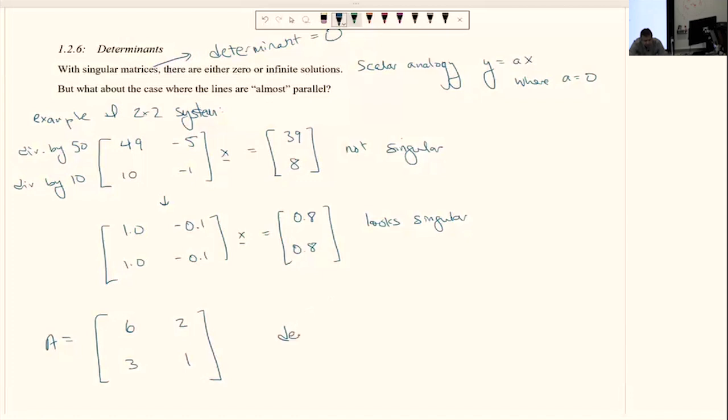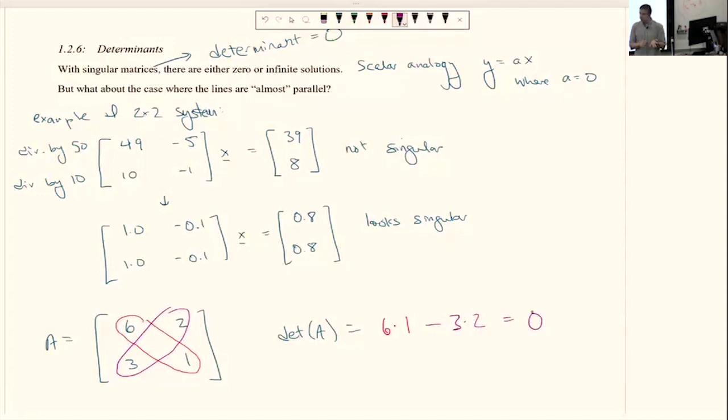The determinant of A is equal to, what you do is you take your first diagonal and multiply those two numbers together. So 6 times 1. And then you subtract the product of this other diagonal, minus 3 times 2. In this case, the determinant is 0. So it's a singular matrix. And you can tell just by inspection, right? The first row is twice the second row. So the determinant will tell you whether or not the matrix is singular.